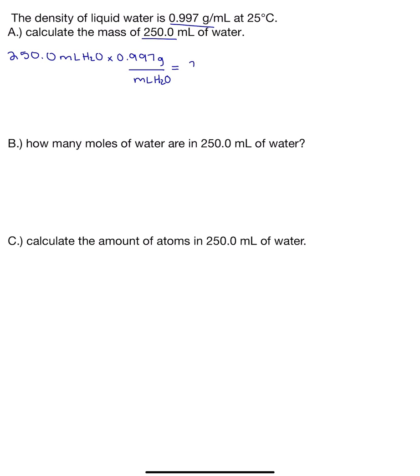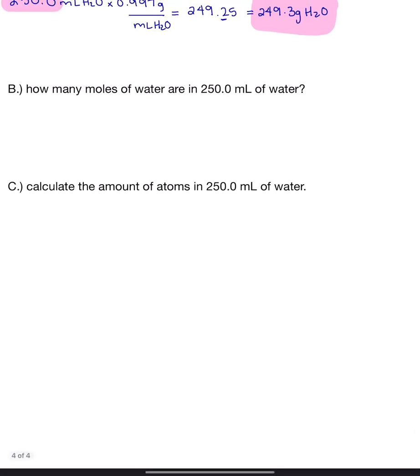And that's going to be 249. However, we have to follow sig figs, so this gives me 249.25. We've got 4 sig figs, so we're going to round up to here. 249.3 grams H2O. That's our final answer. Remember to always box in your answers. Just makes it easier on whoever's grading your test or quiz.